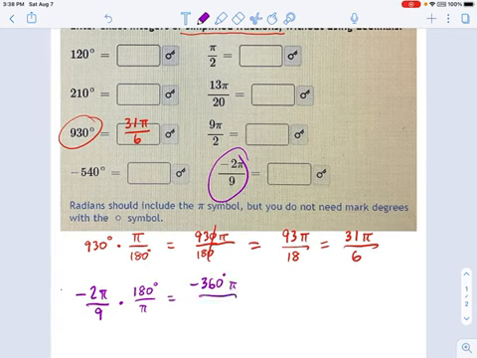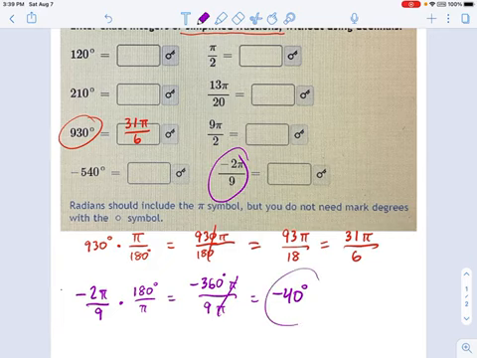Pi divided by 9 pi. Okay, so your pi's cross out. That's nice. 360 divided by 9. I feel like I know what that is. Oh, that's 40. Okay, so this is negative 40 degrees. That would be your answer for this one.